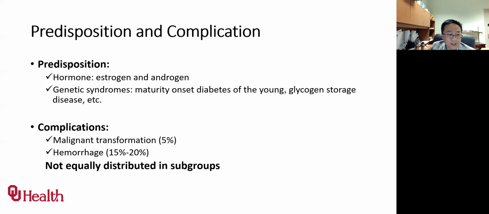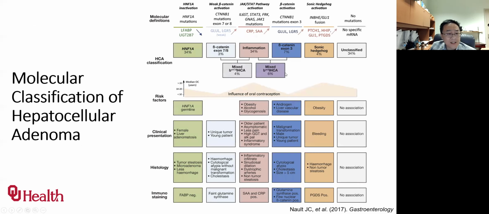The complications include malignant transformation in 5% of the tumors and hemorrhage in 15 to 20% of the tumors. It's important to note that these complications are not equally distributed in different hepatocellular adenomas, and some of them have a higher risk of complications. That means we need a good classification system so that we can identify those patients at risk. So this is the most recent molecular classification of hepatocellular adenoma.